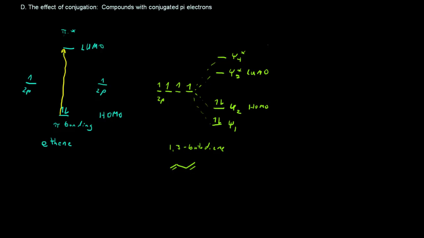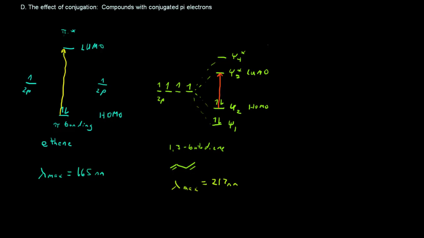And so the lowest energy transition now has a smaller energy difference than we saw between the HOMO and LUMO for ethene. And so for ethene, we saw a lambda max of 165 nanometers for the HOMO-LUMO transition. For 1,3-butadiene, the lambda max is going to be longer wavelength because it's lower in energy. And we're finally in the range that is observable in a UV visible spectrum. So the lambda max for the HOMO-LUMO transition in 1,3-butadiene is 217 nanometers.